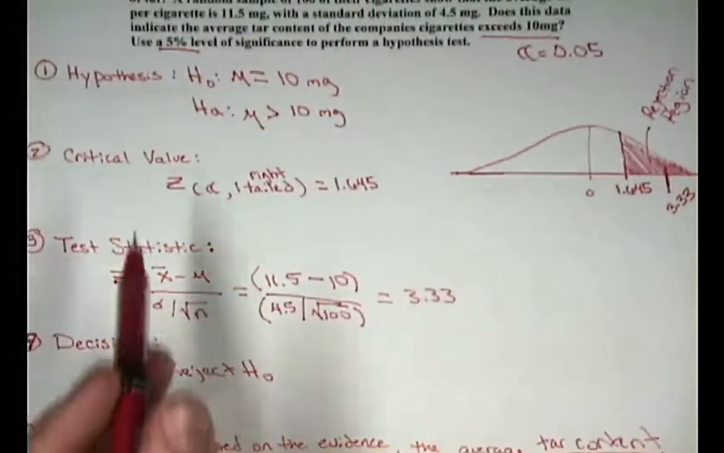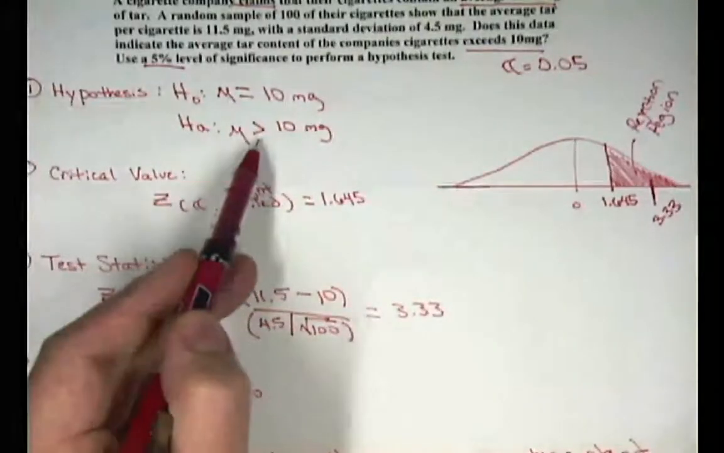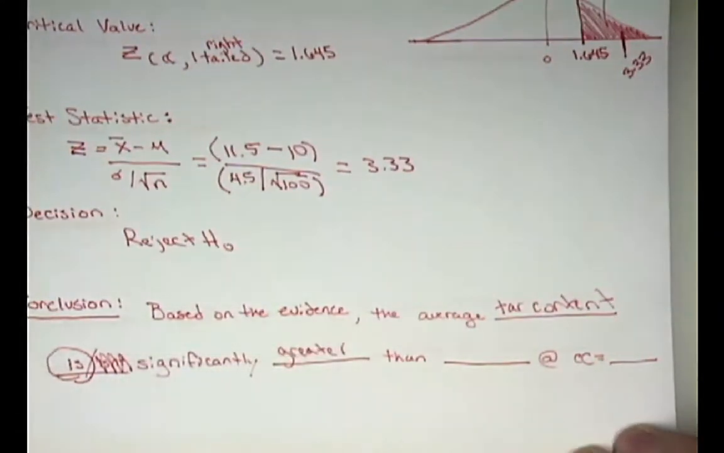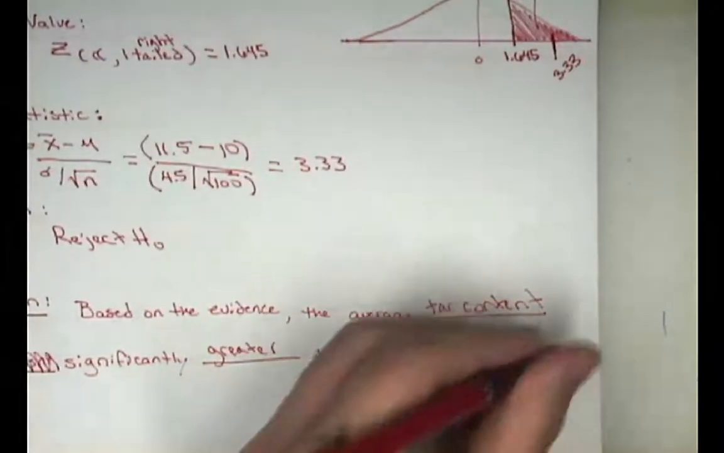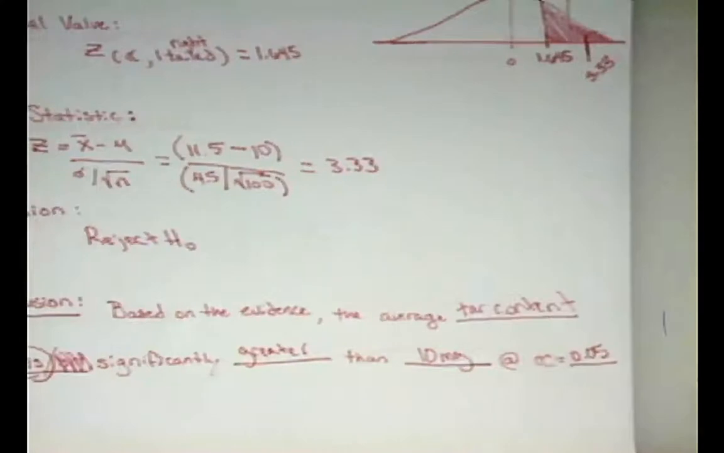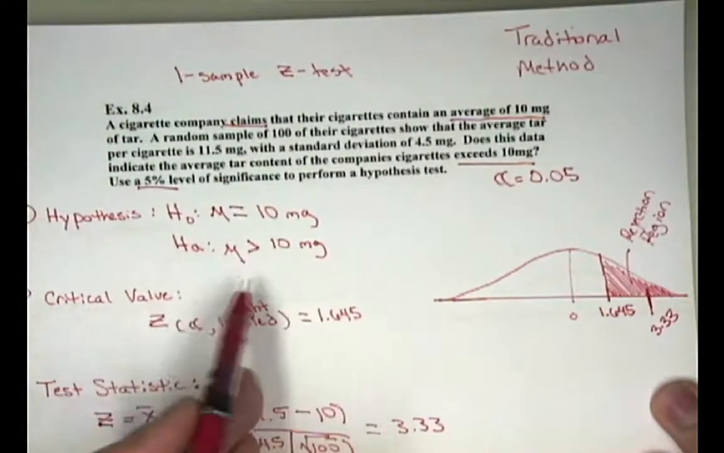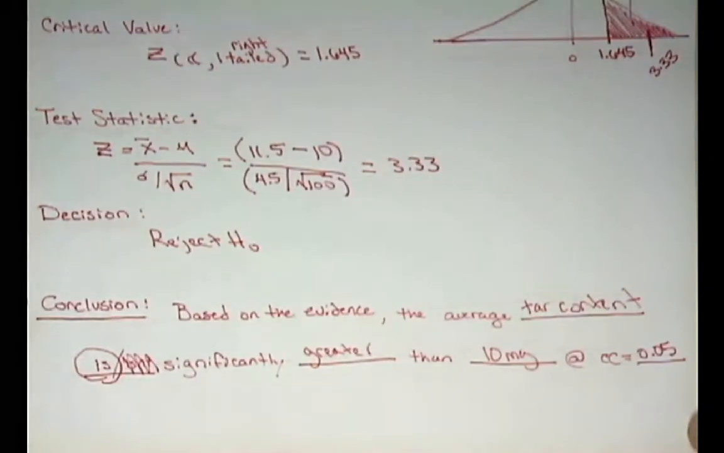What were we trying to find out? We were trying to find out if it was exceeding 10 milligrams or if it was greater than 10 milligrams. Whatever this symbol up here is saying, that's what's going to go right here in this place. We're going to put a greater than word to match that greater than symbol. Then the next blank space is what they were claiming, 10 milligrams. The alpha blank space is the level of significance we were told to use, 0.05. So what we found out, we were testing to see, does the tar content equal 10 milligrams or is it greater than 10 milligrams? After a hypothesis test using critical value method, we found based on the evidence the average tar content is significantly greater than 10 milligrams at an alpha level of 0.05. And you're done. That's a 5-step method to do the traditional critical value method of hypothesis testing, one sample means.